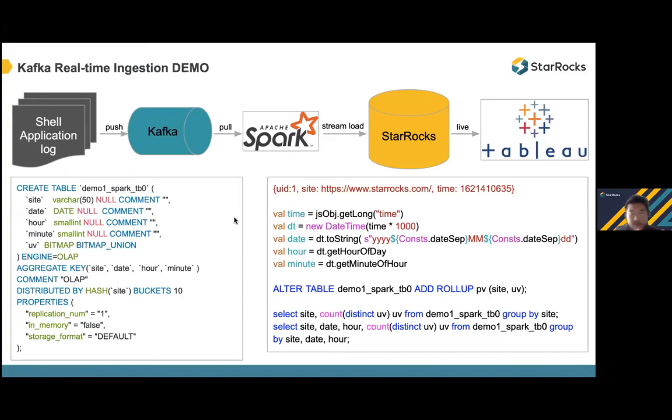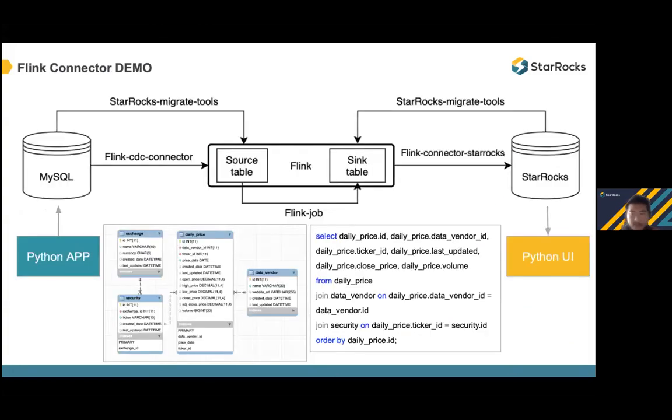So in this demo, I showed a way to do real-time data ingestion from a shell log script to Kafka to Spark and to StarRocks, and finally display in Tableau. Another example here: I will use my Python application to upload some stock price data into a MySQL database. The MySQL database table schema is like this. It includes 4 different tables, and it's a kind of real-time stock price data analysis. After inserting the data into MySQL, we use StarRocks management migrate tools to generate the tables in SQL and replay in StarRocks.